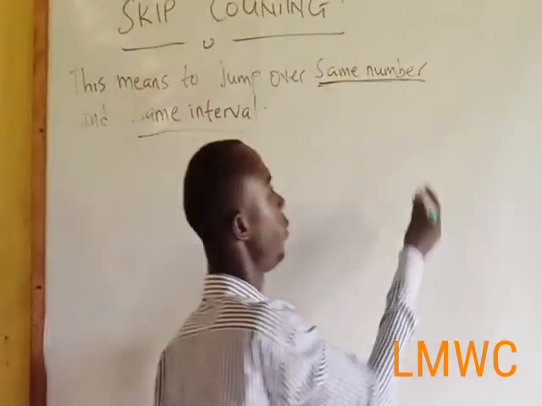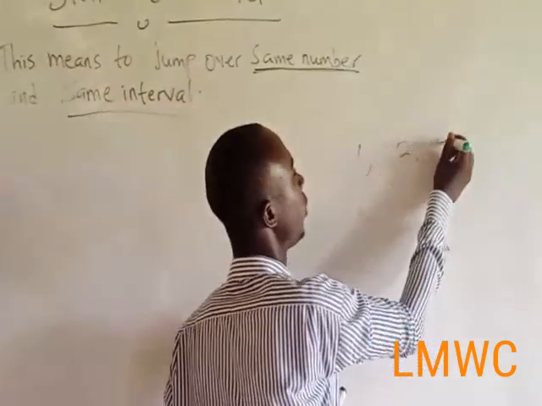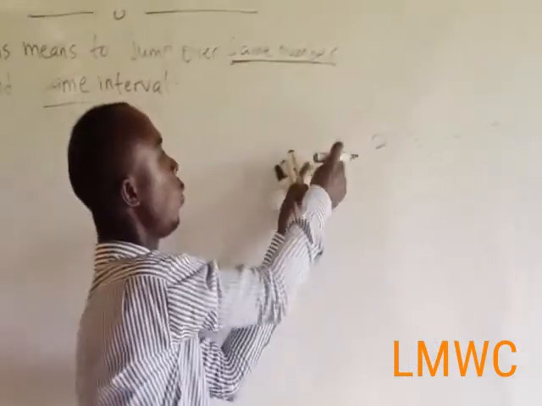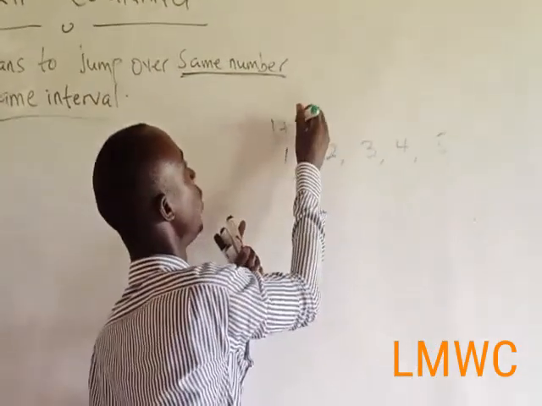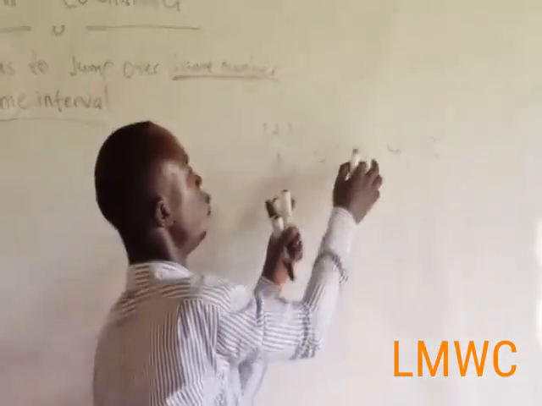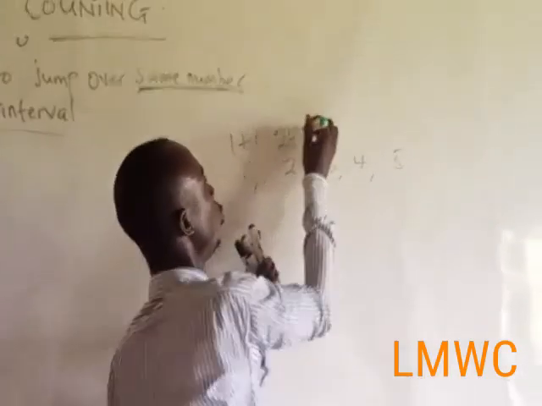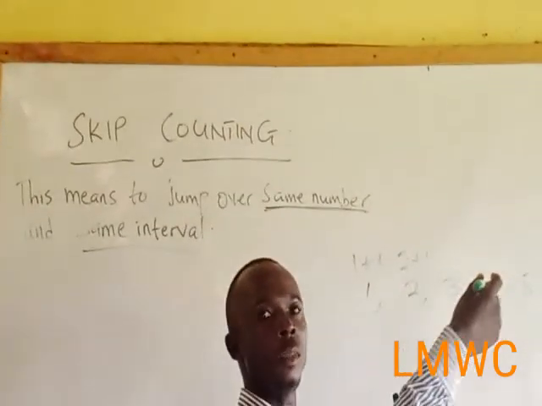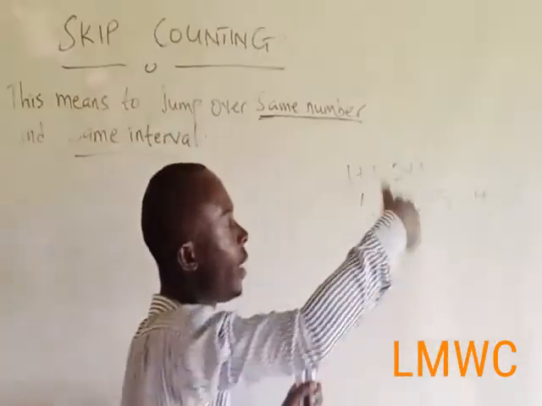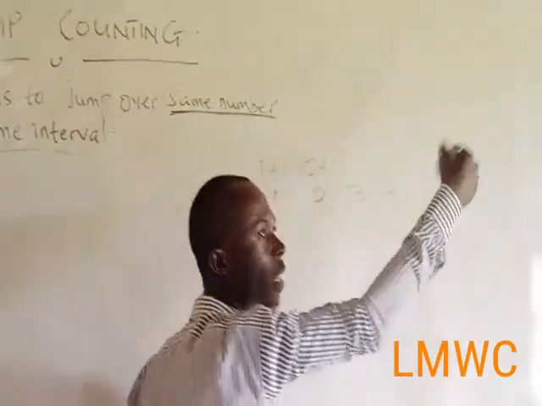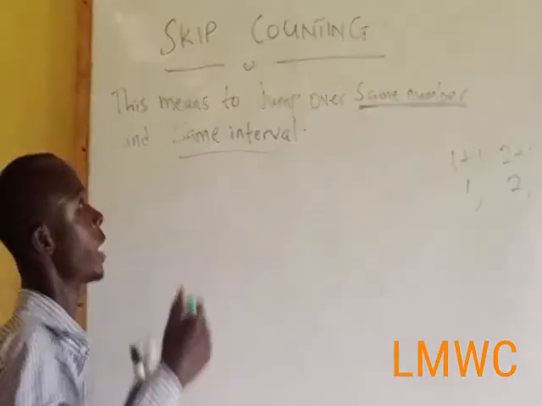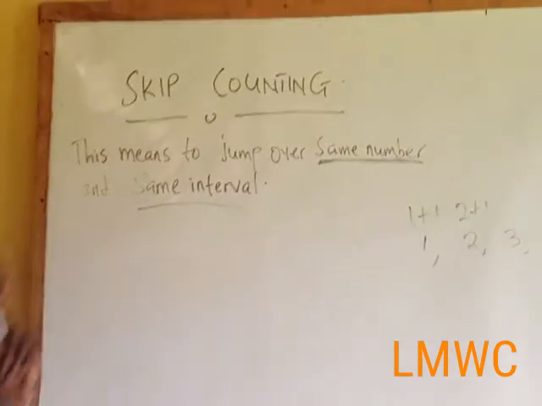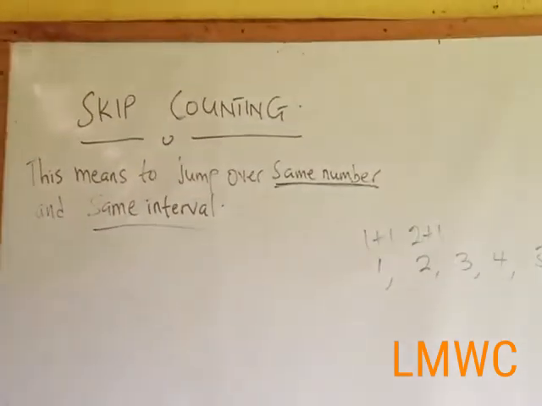You see, if I give you 1, 2, 3, 4, 5, we realize 1 was being added to this one to give us what? 2. 1 was being added to 2 to give us what? 3. You see, we have the same what? Interval. This means 1 has been added to each number to give you the next number. That's the meaning of skip counting. We always skip count forward or backward.